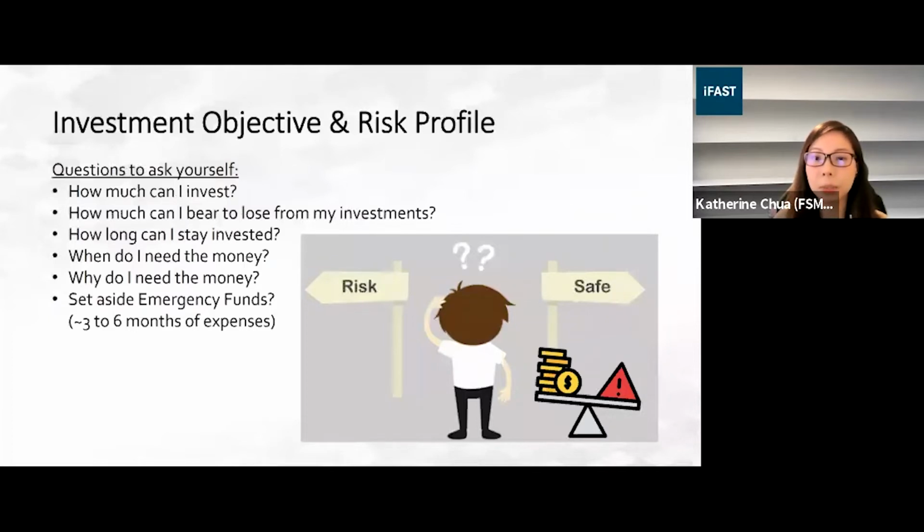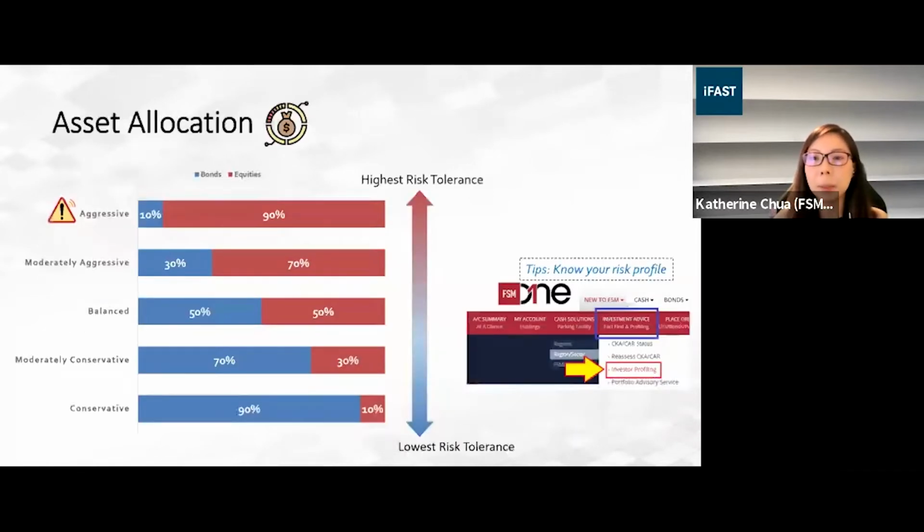And lastly, it's also very important to set aside your emergency fund before you invest, because no one can predict an emergency and when you should need to dip into your pool of funds. And the last thing you want to do is start selling all your investments when they are loss making or when markets are weak.